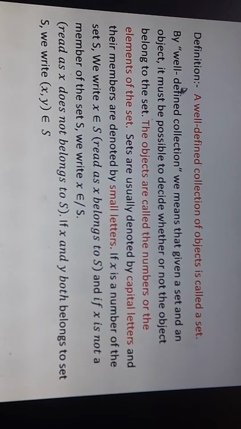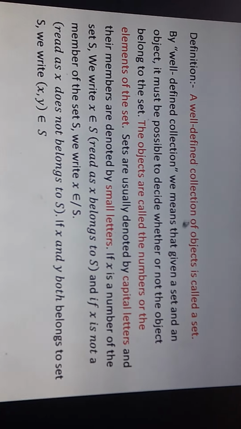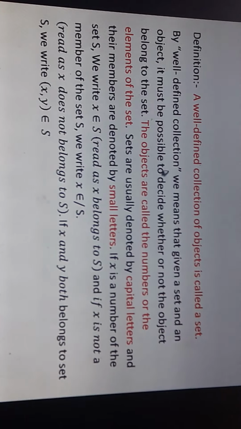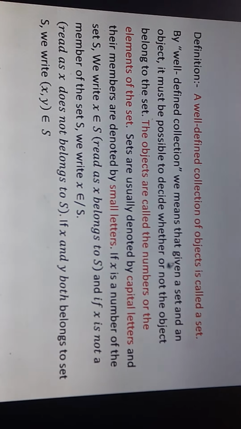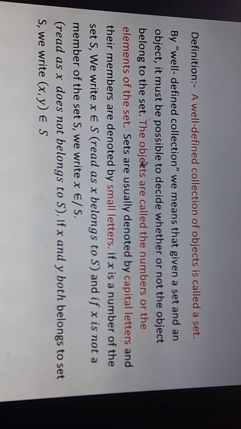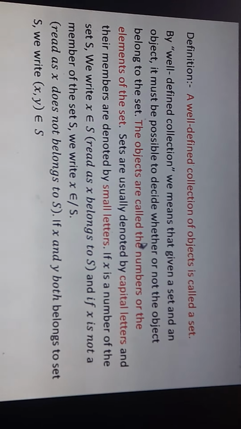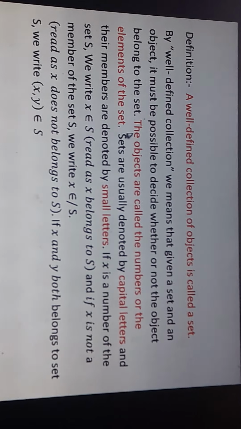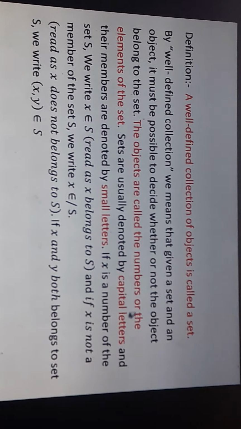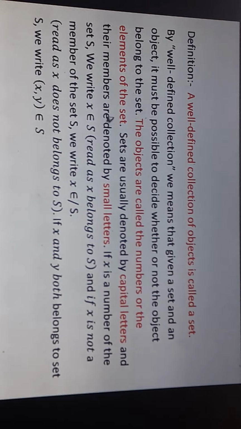With this basic notion, we have the following definition. A well-defined collection of objects is called a set. By well-defined collection, we mean that given a set and an object, it must be possible to decide whether or not the object belongs to the set. The objects are called the members or the elements of the set.